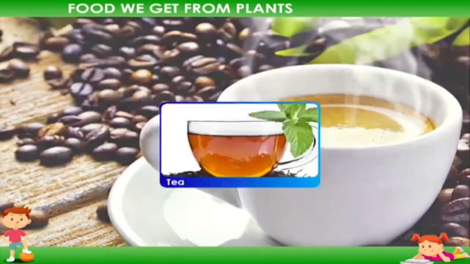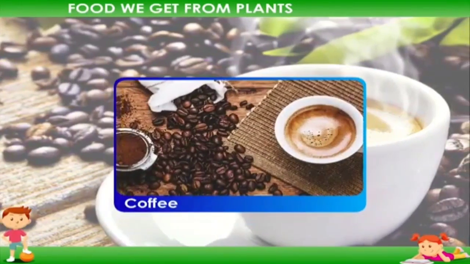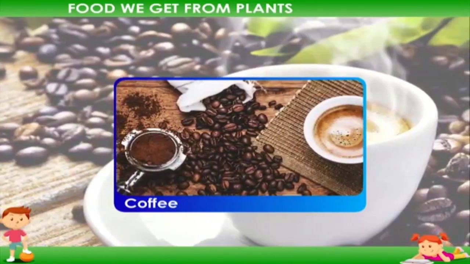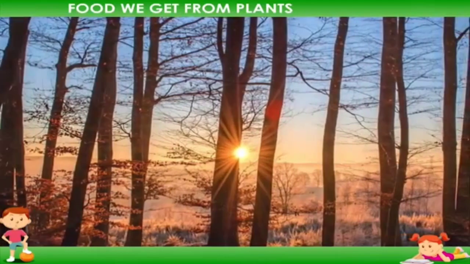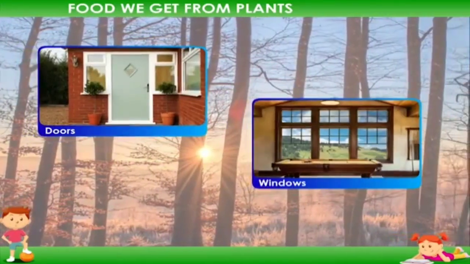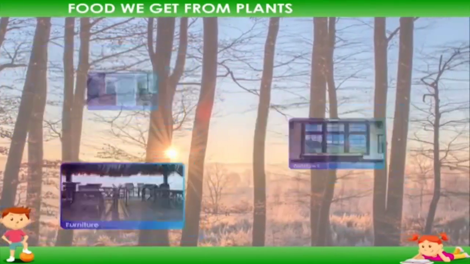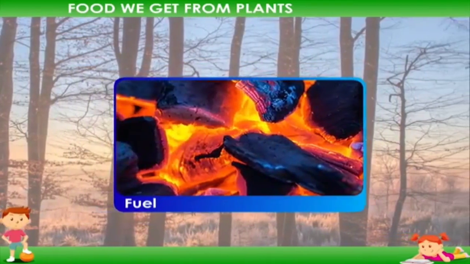Green tea leaves give us tea. Coffee is made from the seeds of the coffee plant. Wood of the trees is used for making doors, windows and furniture. It is also used as fuel.